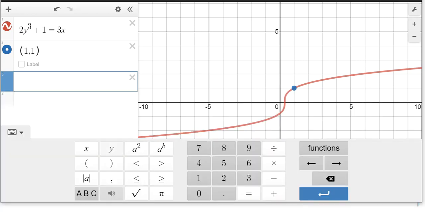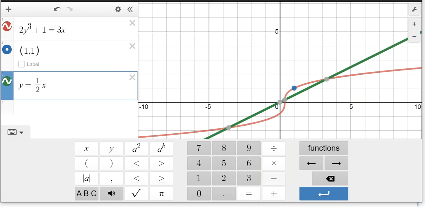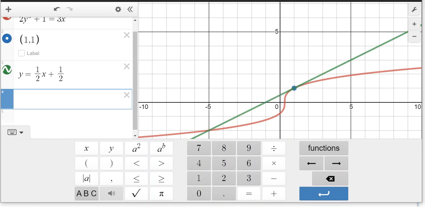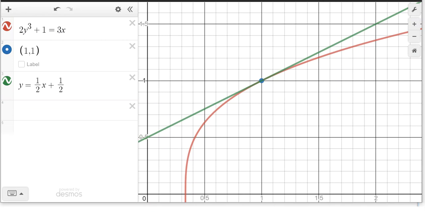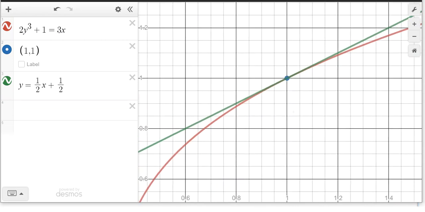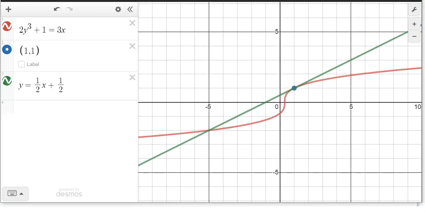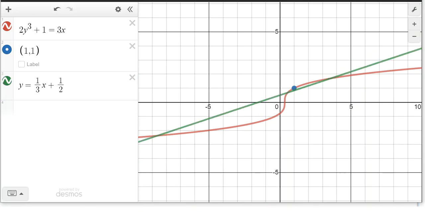If we graph the equation, y equals 1/2 x, let's get that x out of the denominator, 1/2 x plus 1/2. It sure looks like that line, that green line, is tangent to the red curve at that specific point. So I'm pretty satisfied with that. It's a good thing I didn't have 1/3, because that clearly would not be a line tangent at all.